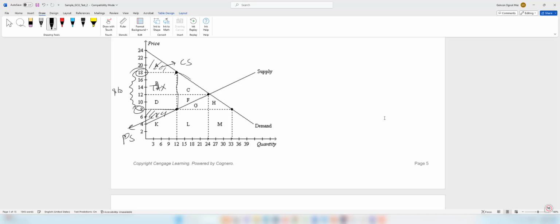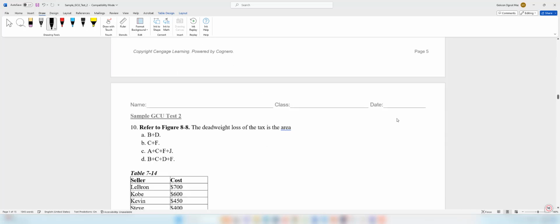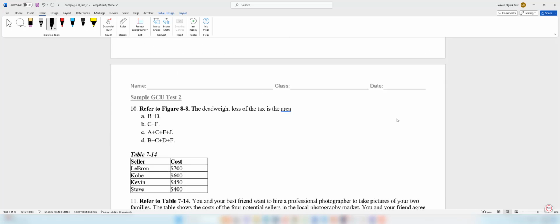The reason is simple. Because there are consumers here who would like to buy at the market price, but because the price is 18, they don't buy. And there are sellers here whose cost is less than $12, but because now they are receiving $8, they can't cover their costs, so they don't want to sell. Therefore, the deadweight loss is C plus F.